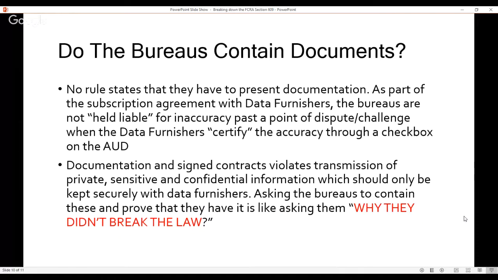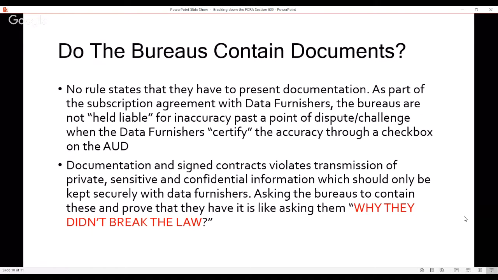So let's come back to breaking a misconception. Do credit reports, particularly the credit reporting agencies, have to contain documents? Wow, that's a big one. But let me break it down for you. There's no rule that states they have to have documentation. Why? When they have a subscription agreement with the data furnisher, the bureaus are not held liable for inaccuracy past the point when the item is challenged or disputed by a consumer and they send the ACDV to the data furnisher. Thanks to the credit reporting settlement agreement and that checkbox to certify that the information is accurate, past that point, the credit reporting agency is off the hook.